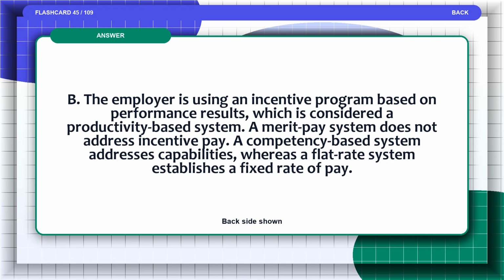The answer is B. The employer is using an incentive program based on performance results, which is considered a productivity-based system. A merit pay system does not address incentive pay. A competency-based system addresses capabilities, whereas a flat rate system establishes a fixed rate of pay.